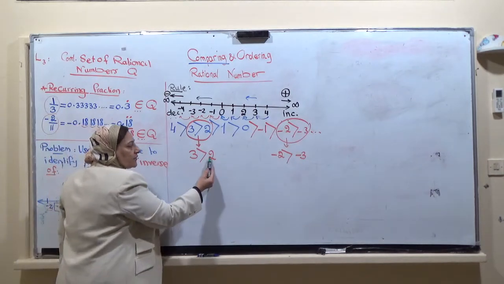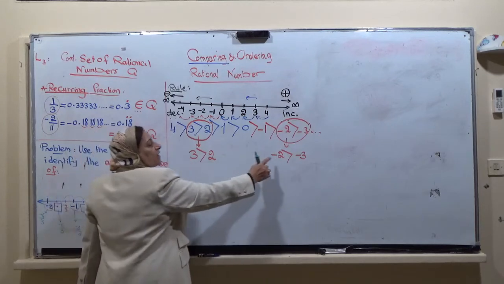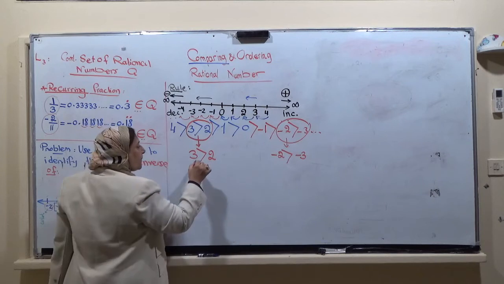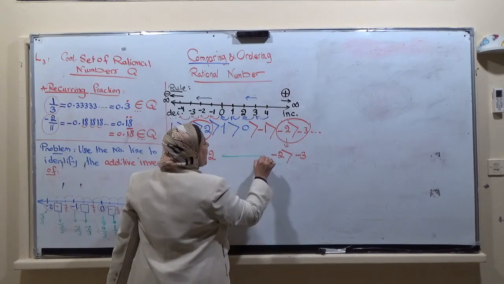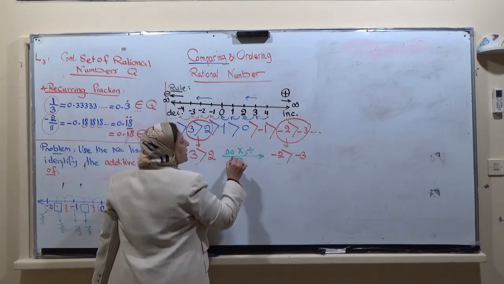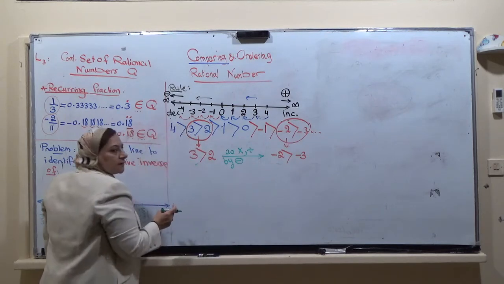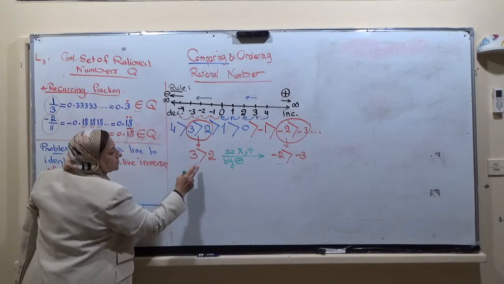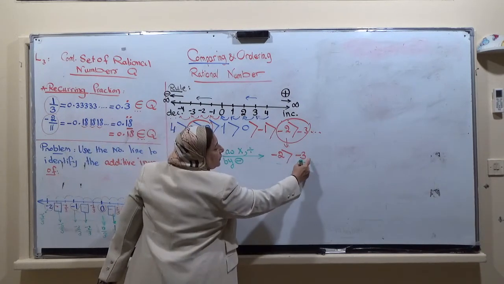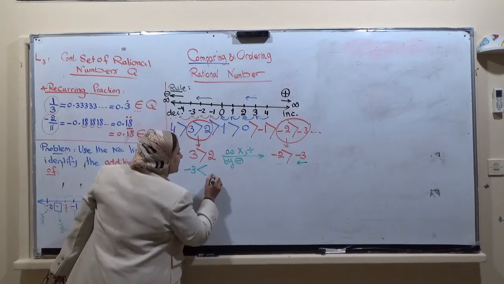3 is greater than 2. But if you put negative for both sides, negative 2 is the greater. So if you compare this by this, it looks like multiplying or dividing by a negative value. If you put negative, it will be like this. Try to write this down. Negative 3 is less than negative 2.